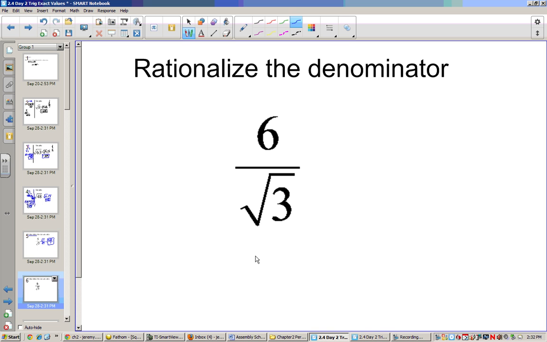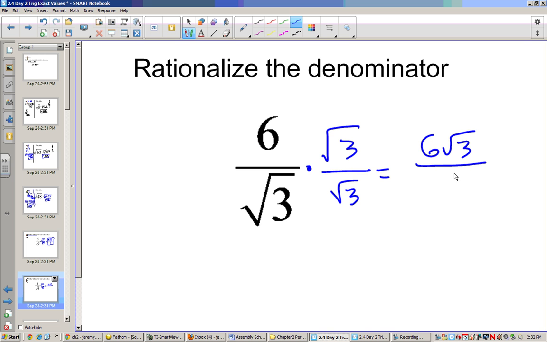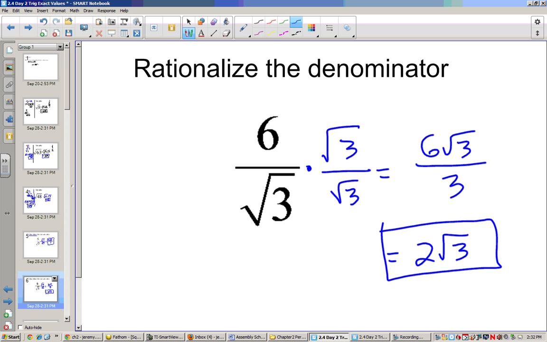Try this one on your own. Pause the video and see how well you can do. Hopefully you're done. If I multiply by root 3 over root 3, now I'll have 6 root 3 over the square root of 9, which is 3. Now we can go a step further because 6 divided by 3 is 2. We can't divide the numbers inside the square root with the number outside. We can just divide the two numbers on the outside.